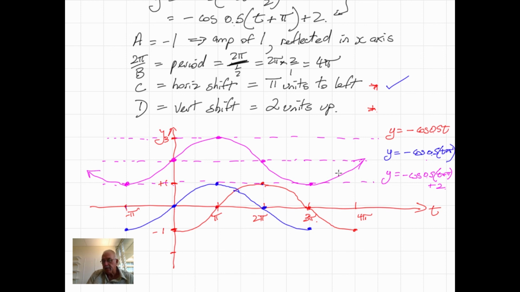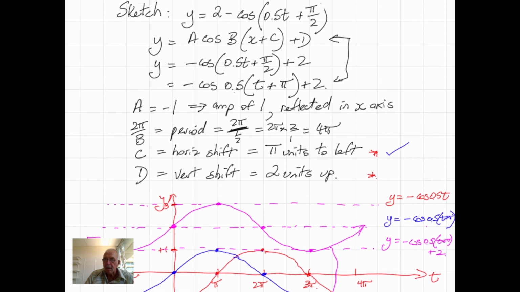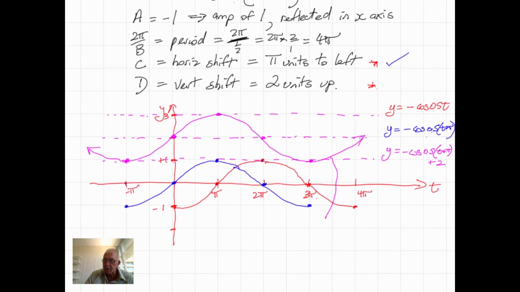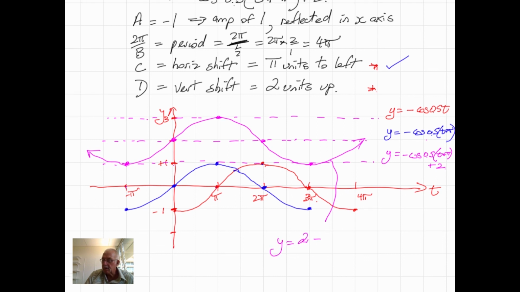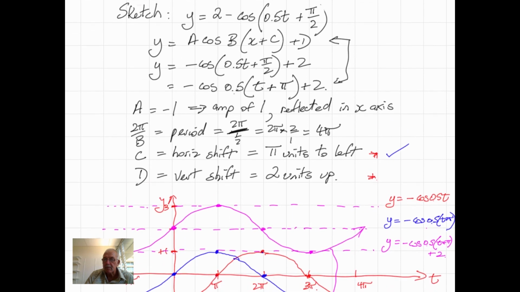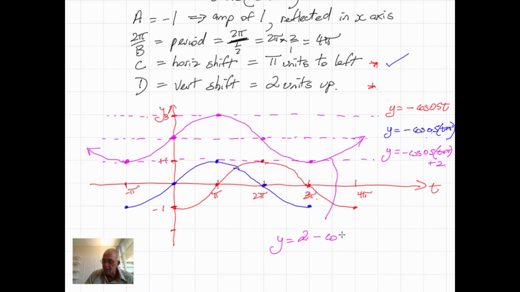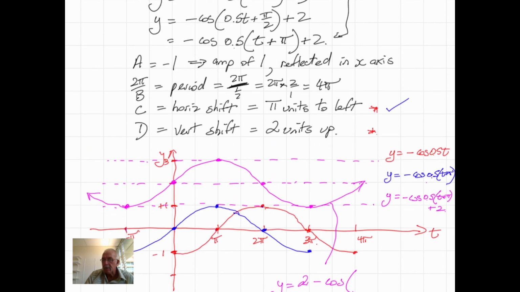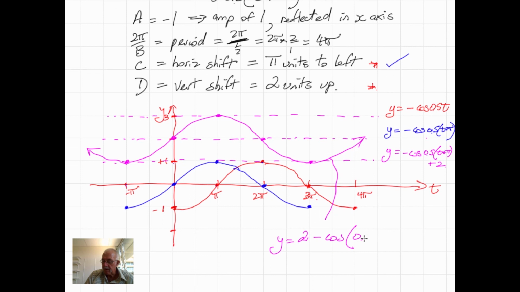So that is the final graph. If we go back to the original, 2 minus cos of (0.5t plus pi on 2), which we converted to get it in the general form, that's the graph that we're asked to sketch.